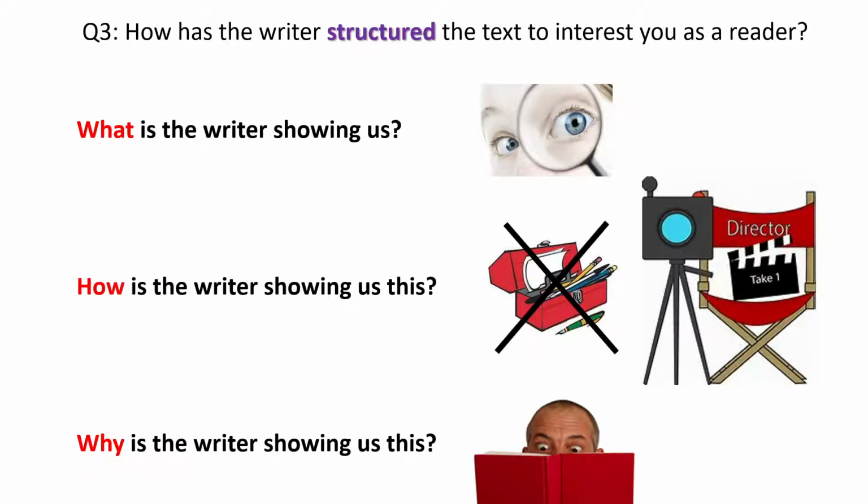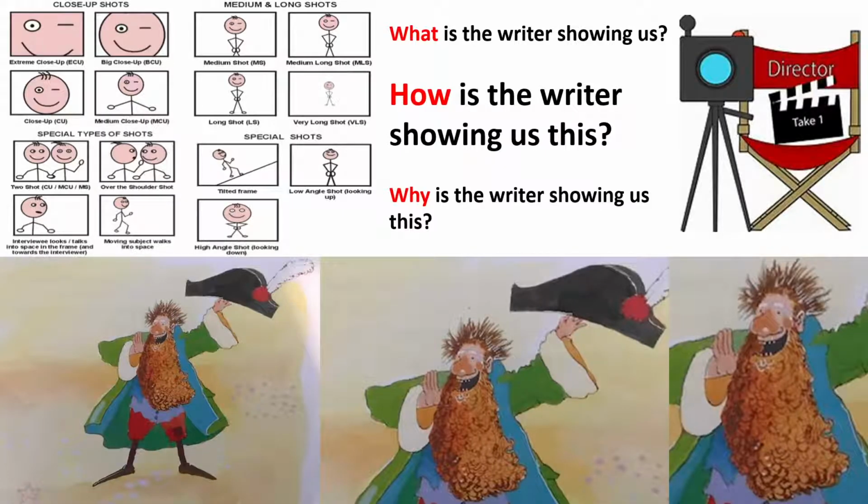So what's the writer showing us? We're going to put some of those structural features, the start, the shift, the finish, under our microscope. How is the writer showing us this? We're scrapping the toolbox that we had for question 2. We're not interested in similes and metaphors and onomatopoeia this time. Instead, we're replacing it with a picture of a director's chair and a film camera, because we're going to think more like a film director.